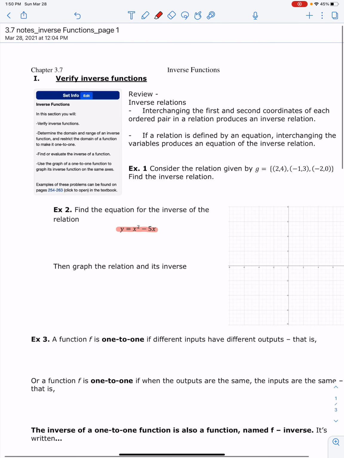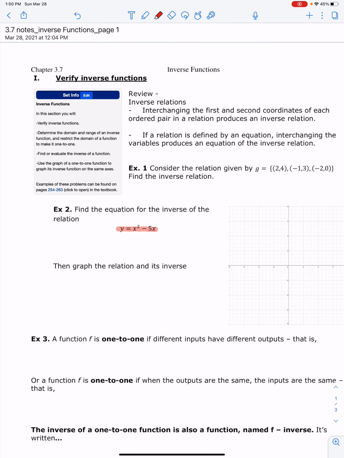Okay, these are the chapter 3.7 notes, inverse functions. This is page 1. So we talked about relations earlier. We can have a relationship between an input and an output, or an x and a y, without it being a function. Remember, there are additional rules that apply that make it a function.